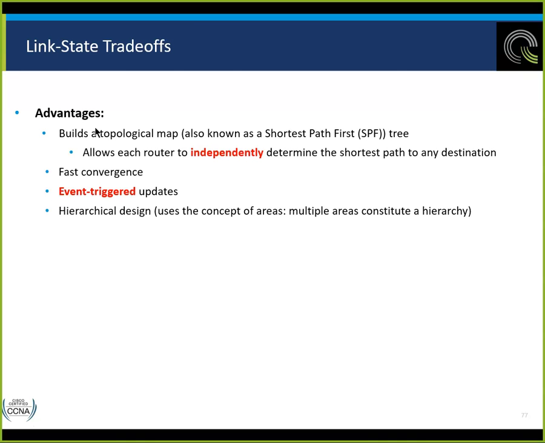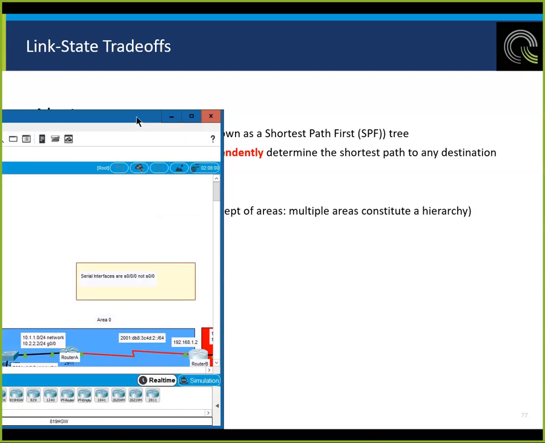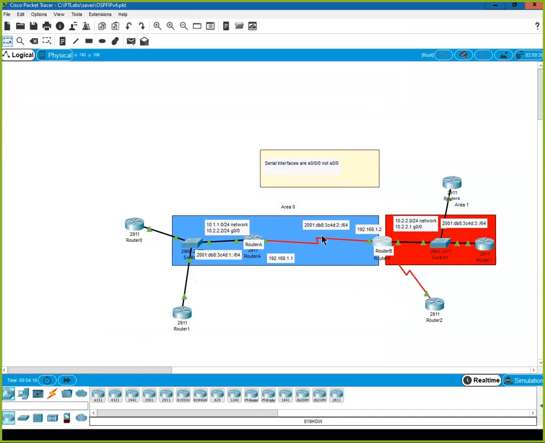The link state trade-offs, the advantages: it builds a topology, a topological map known as the shortest path first tree. So each router will independently determine the best path to get to the destination. Fast convergence, event-triggered updates, hierarchical design, the concept of areas. When we talk about OSPF, we're going to use areas. And the one that I was using had 2 areas in it.